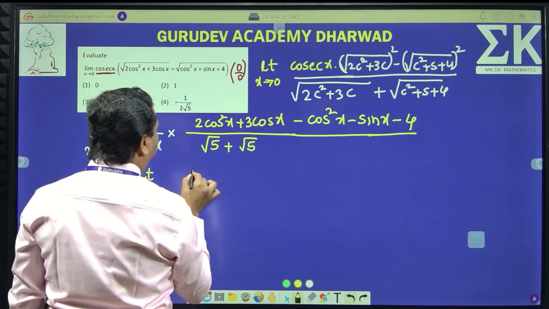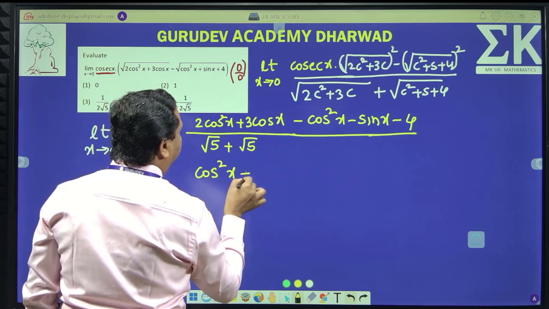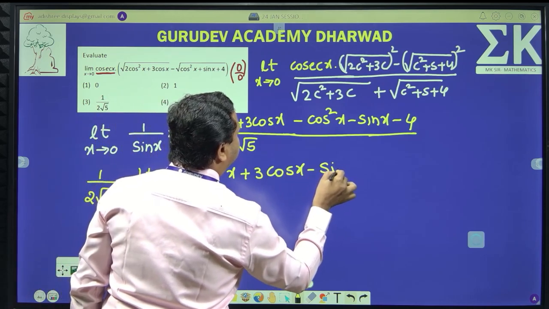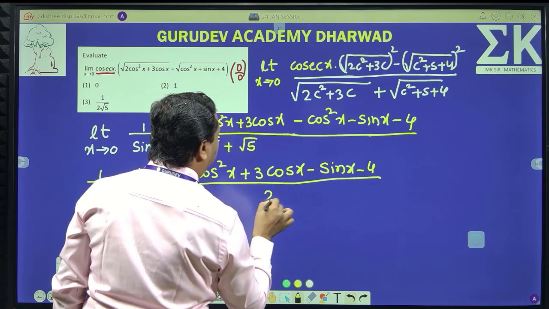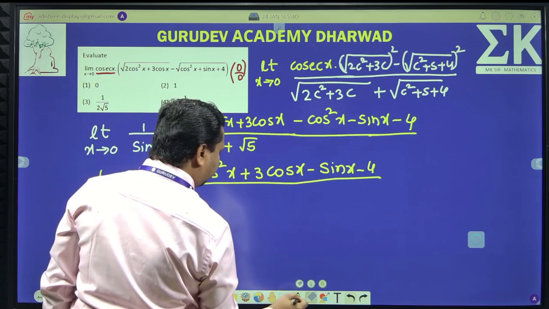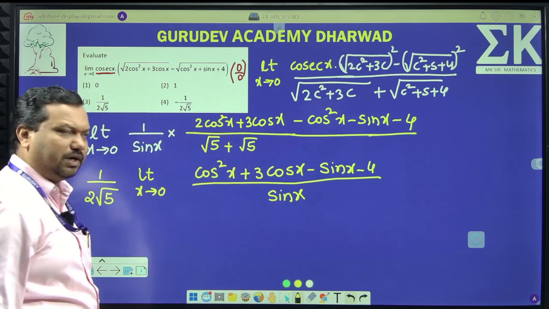So, simplification of numerator: 2 minus 1 is cos square x plus 3 cos x minus sin x minus 4, and the whole divided by 2 root 5 we have already taken. So, I will take the sin x function, whole divided by sin x function. Done? Right?